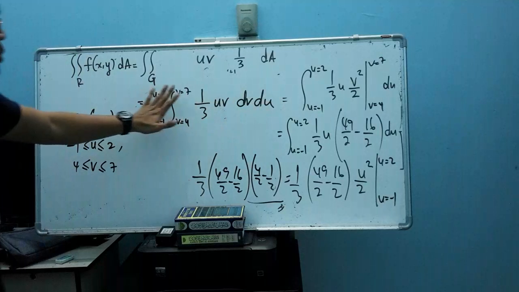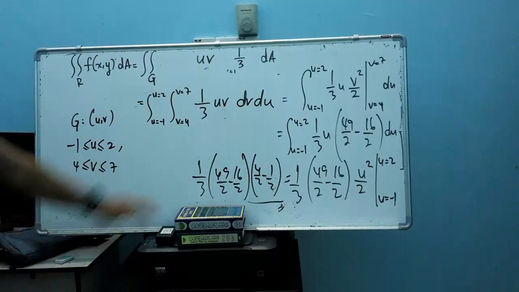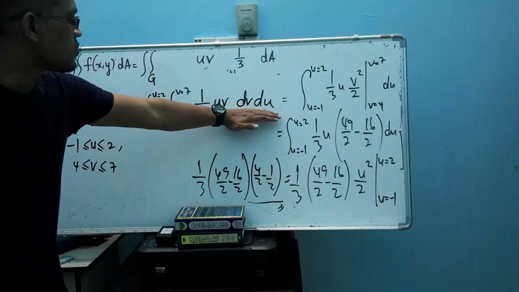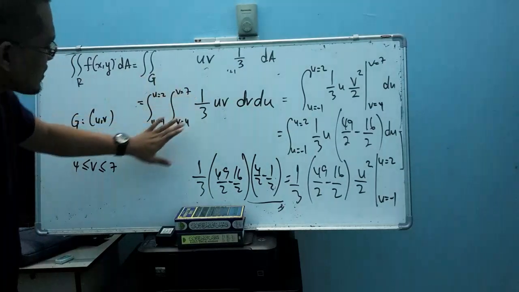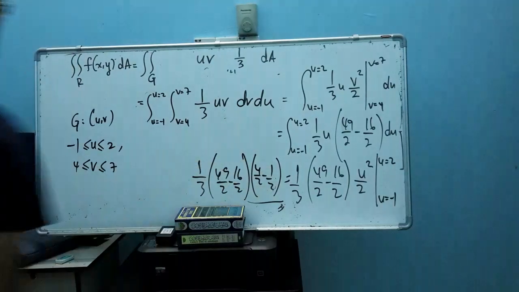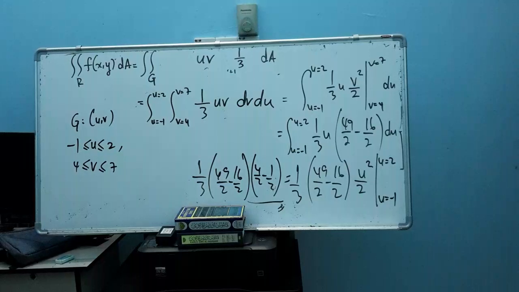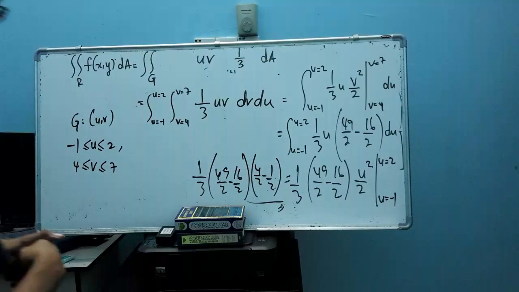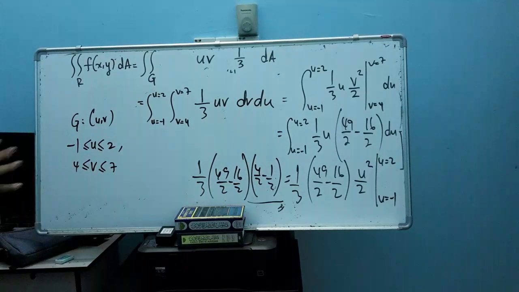Of course we need to substitute the whole thing here, this term and this term. The limit of integration also we need to change in terms of u and v. After we come to this, we have an easy calculation and then we get the final answer here. We stop here for our discussion, but I will give you one example.